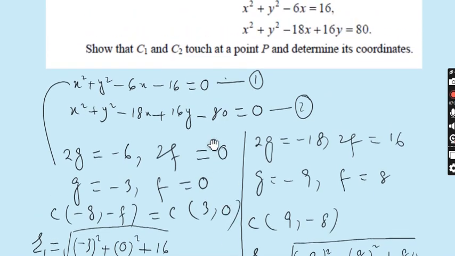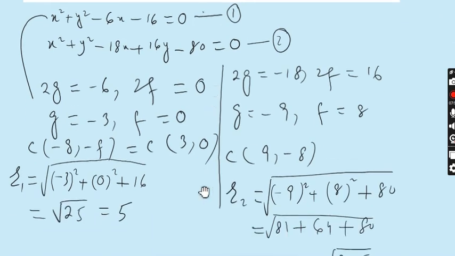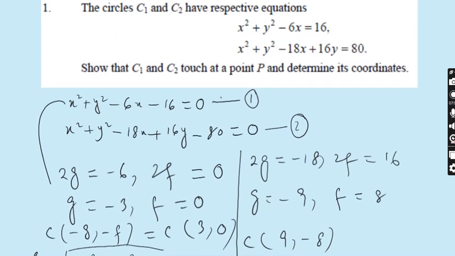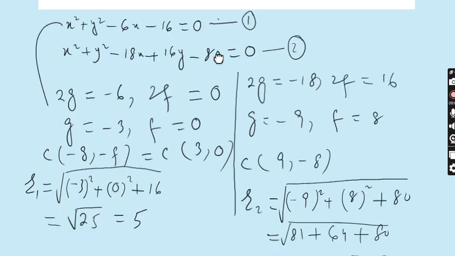So this is very important. If the requirement is to show that the circles touch each other, then obviously you say the circles touch, whether externally or internally. Now the question is not complete. The next requirement is to find the coordinates of this point where the two circles touch. Very easy.